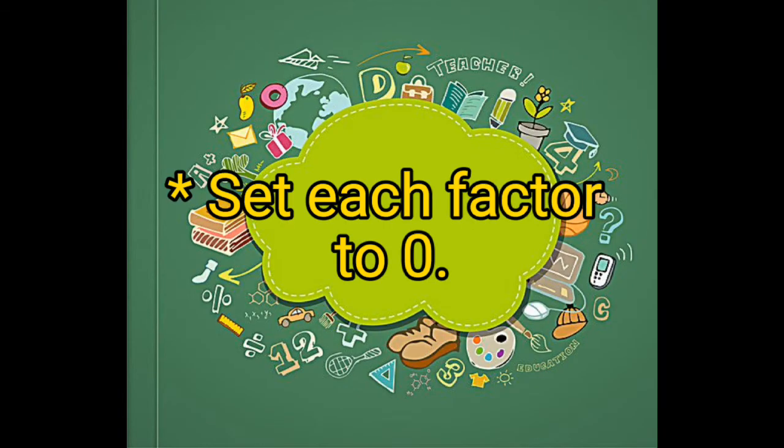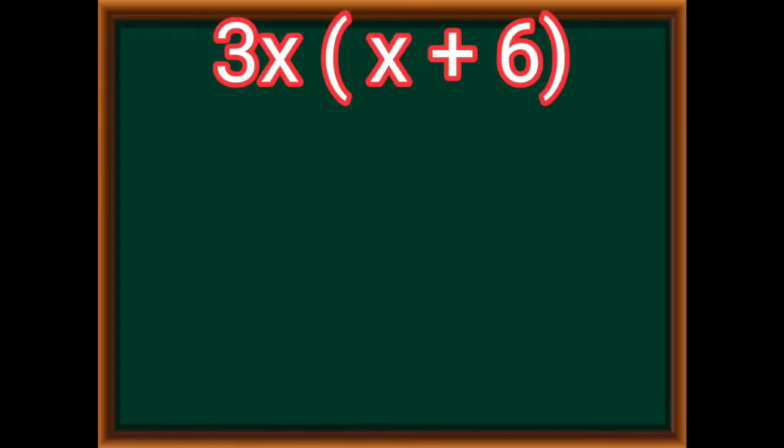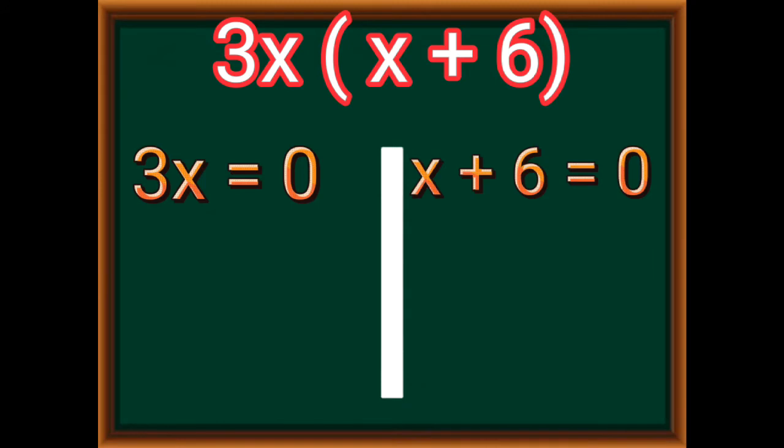So, what are we going to do? We set each factor equal to 0. All we have to do is separate the two factors and set each equal to 0. After that, we will solve for x. 3x equals 0. So, what are we going to do? Just divide both sides by 3.